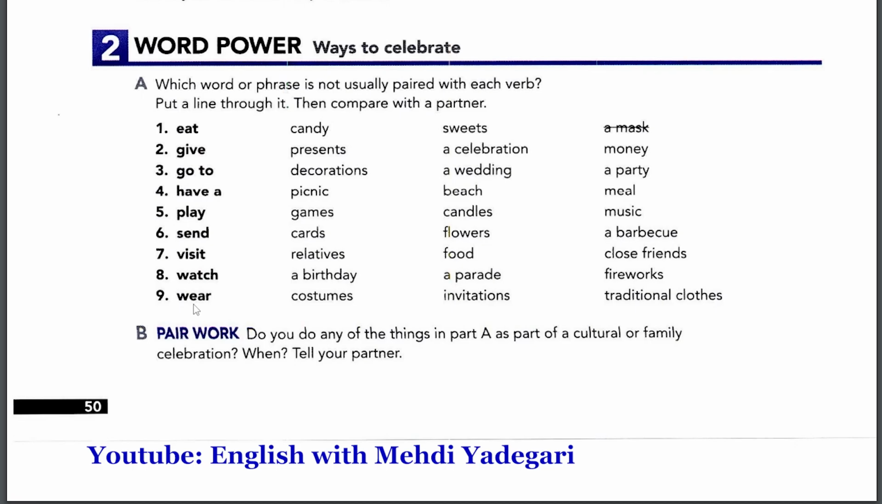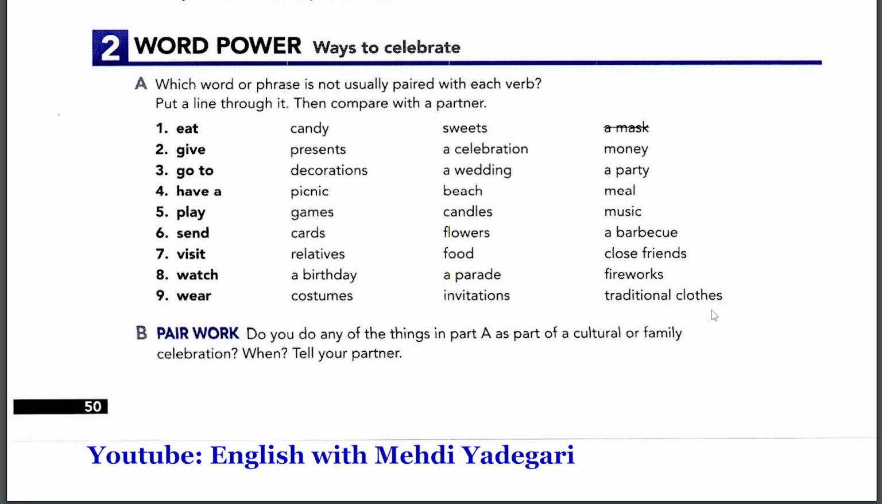Number 9. Wear costumes. Costume is a special clothes. لباسهای مخصوصی که برای یک جشن و یا یک رسمی میپوشن. Costume. Wear invitations. This is wrong. We don't wear invitations. But we wear traditional clothes.